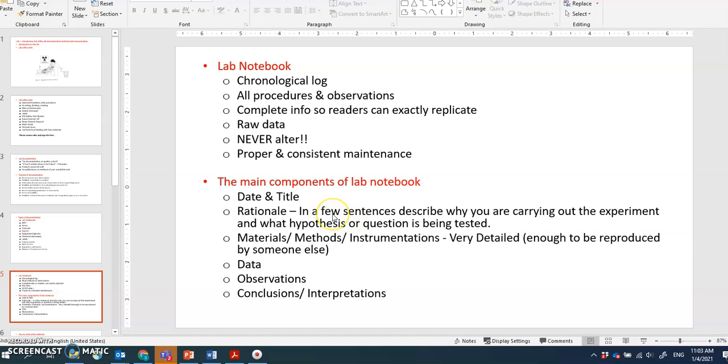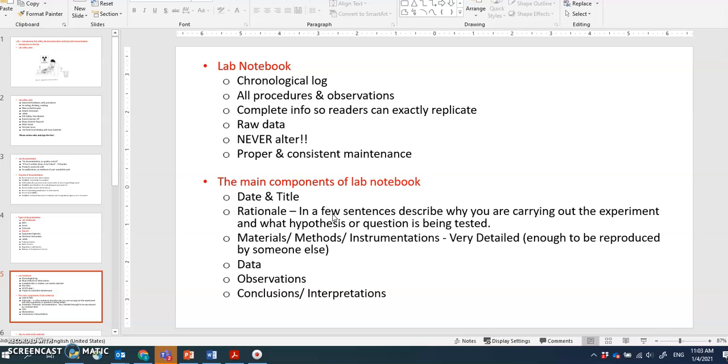Okay, if it is a lab measurement using a micropipetter, you say that. So I did a micropipette experiment to test my micropipette measurement consistency or accuracy by repeating micropipetting 10 times at a set volume of maybe 500 microliter or something like that. Okay, so that's a rationale. So you have to provide that in the beginning, right after the title. So anyone who reads your lab notebook should understand why you did that experiment.